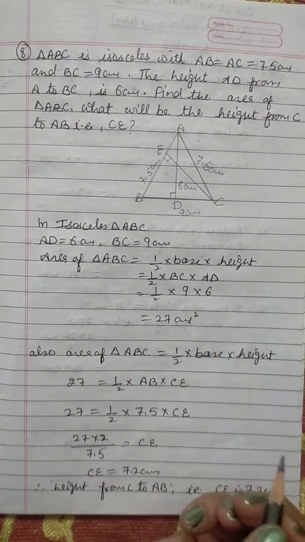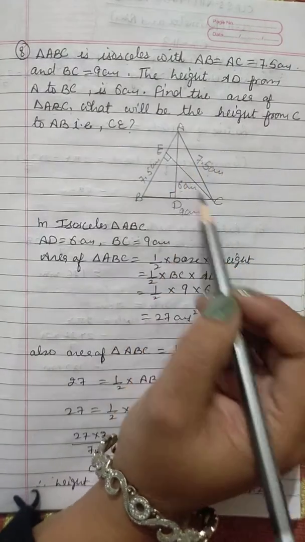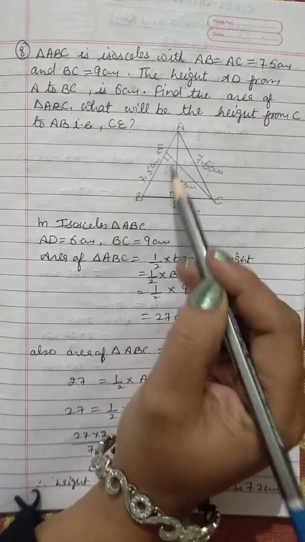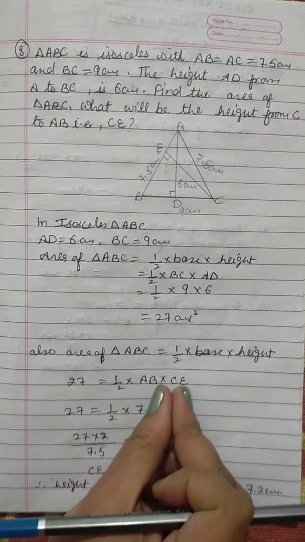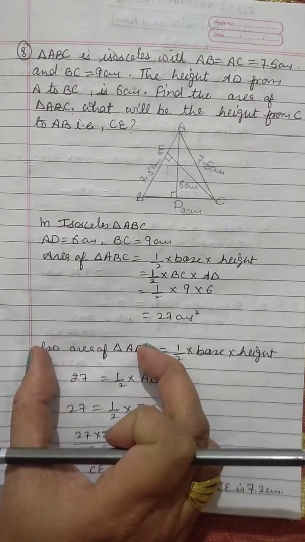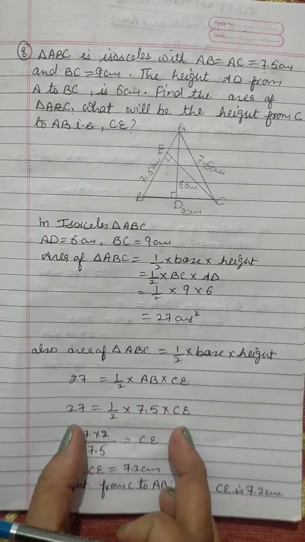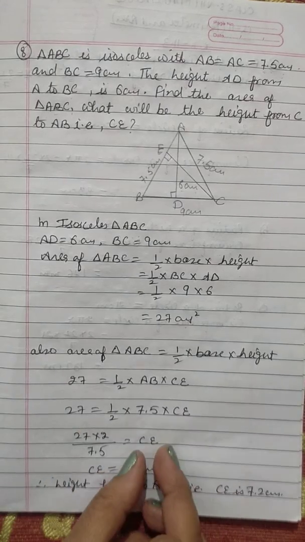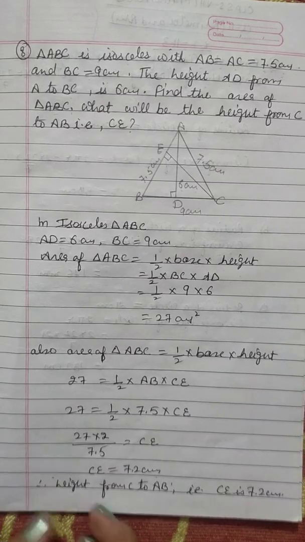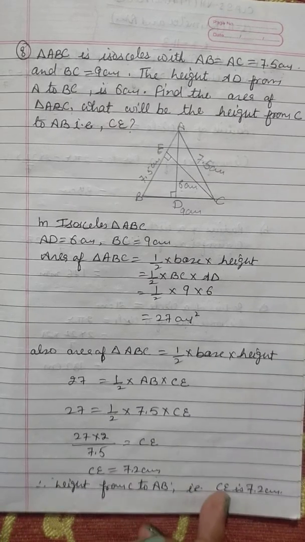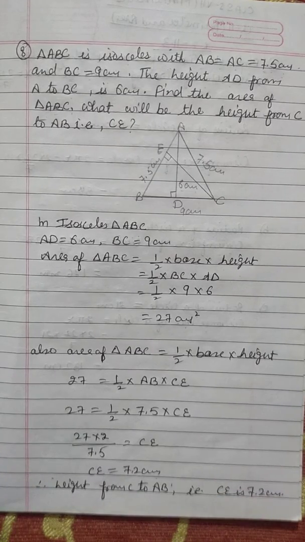Then after that, again we are going to find out the area of triangle, because we have to find out CE as a height while we are going to use AB as the base. So apply the formula again, write 1 by 2 AB into CE, and put the value of the area which we have found out already, that is 27. Substitute the value, simplify it, and at the end we will get the value of CE, that is 7.2 centimeter. So therefore the height from C to AB, that is CE, is 7.2 centimeter. So this is the criteria to simplify the question number 8.